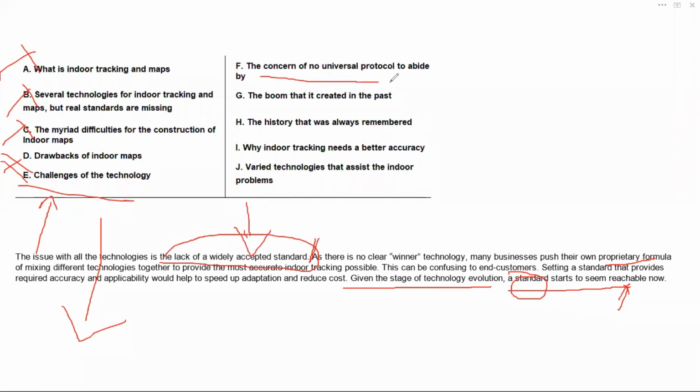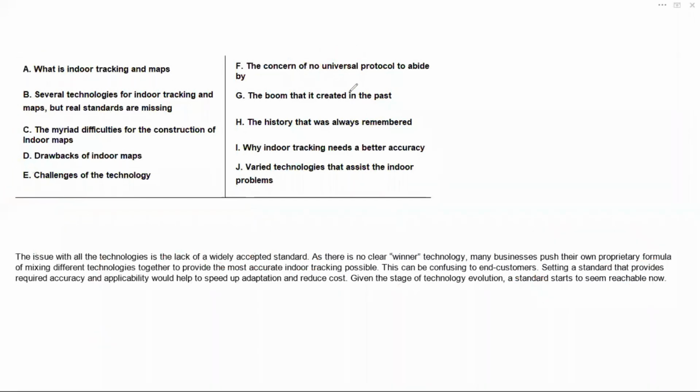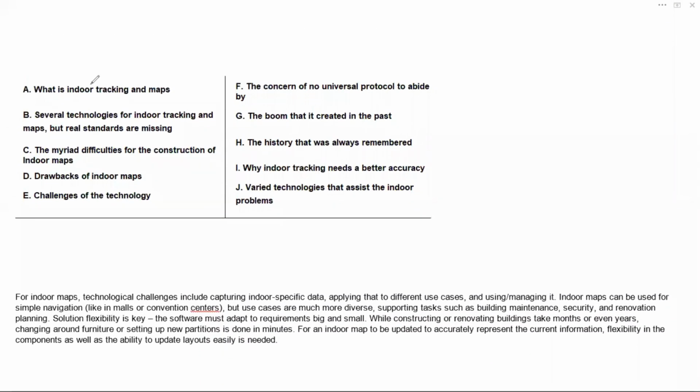The concern of no universal protocol to abide by, yes. The issue with all the technologies is the lack of a widely accepted standard, a universal protocol to abide by. A standard starts to seem... I think it's very clear. You don't have to read any of the lines. The answer is F for this particular paragraph. Hope it is clear. All right, so let's take the next paragraph.